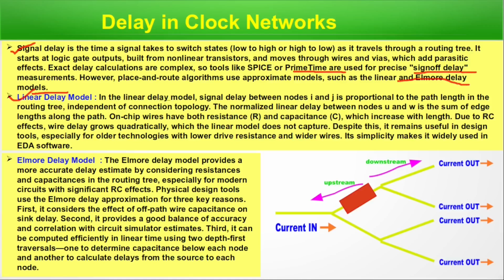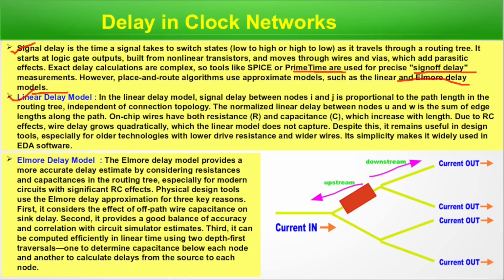Linear delay model. In the linear delay model, signal delay between nodes I and J is proportional to the path length in the routing tree, independent of connection topology. The normalized linear delay between nodes U and W is the sum of edge lengths along the path.